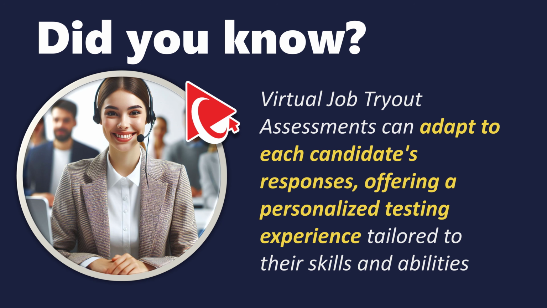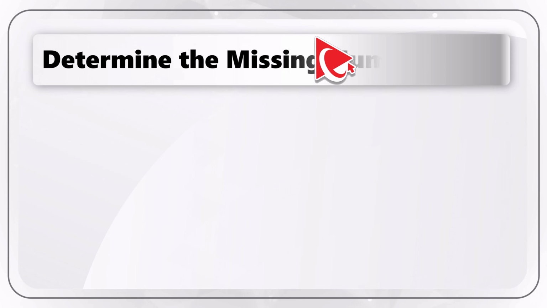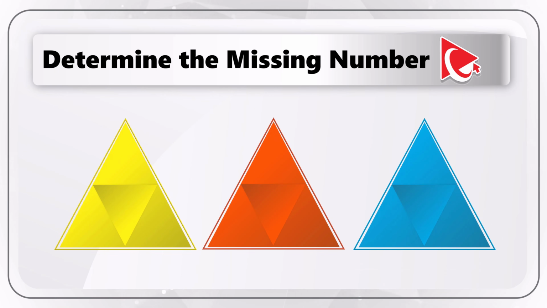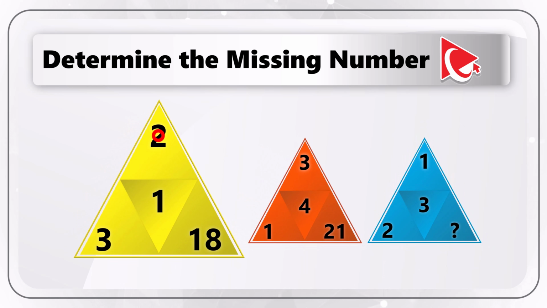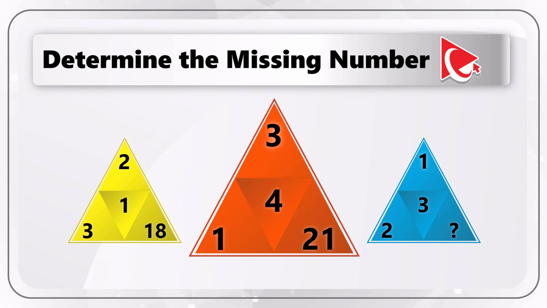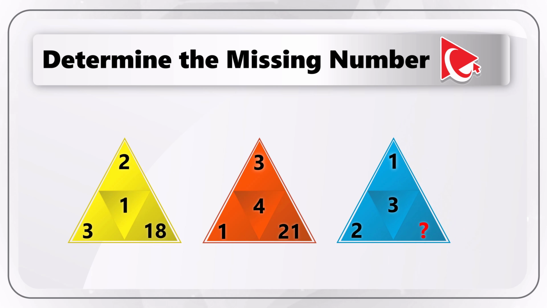What's interesting about this question is that it not only allows you to test your math skills, but also checks your pattern recognition abilities. You're presented with 3 triangles, and you need to determine the missing number. Each triangle has 4 digits inside, 3 digits by the corners, and 1 digit in the middle. The first triangle has numbers 2, 18, and 3, and the digit in the middle is 1. The second triangle has digits 3, 21, and 1, and then 4 in the middle. And then the third triangle has digits 1, 2, digit 3 in the middle, and then comes the missing number, which you need to calculate out of 4 possible choices.